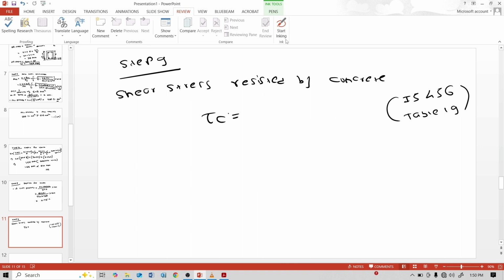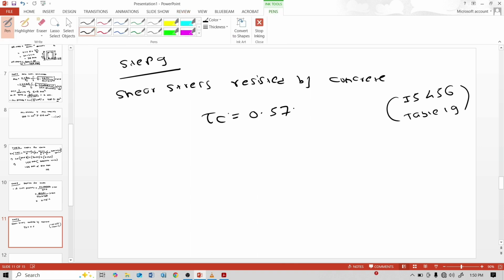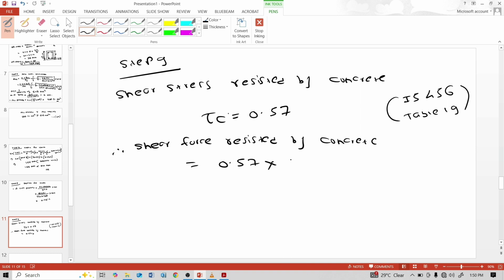0.57. Tau c 0.57 we get from IS 456. Therefore, shear force resisted by concrete is tau c 0.57 multiplied by width of beam 230 multiplied by effective depth of beam 362 divided by 1000. Kilonewton value we get, that's why we divided by 1000.